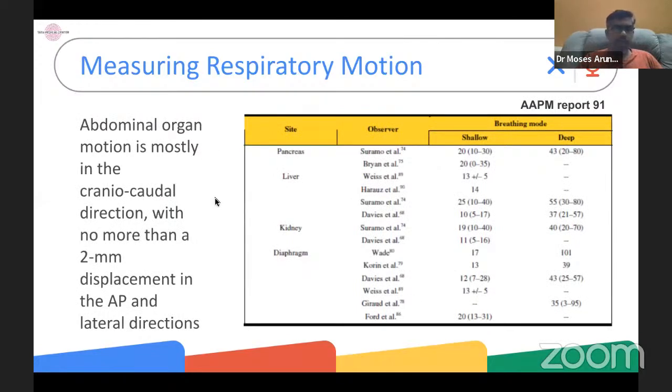People have measured the respiratory motion in the abdomen and the thorax. When you look at the respiratory motion in the abdominal cavity, it is mainly happening in the superior-inferior direction, that's the craniocaudal direction. But there is minimal impact of respiratory motion in the anterior-posterior or in the lateral directions.